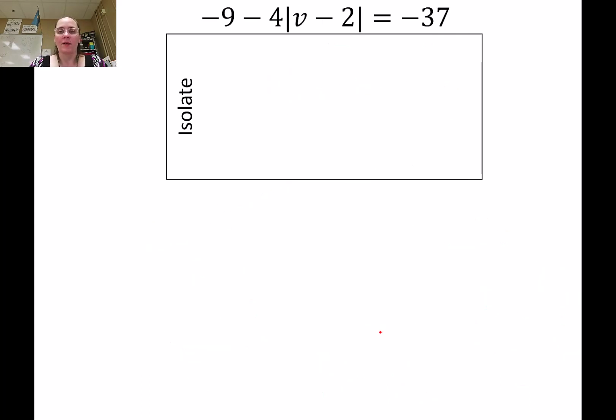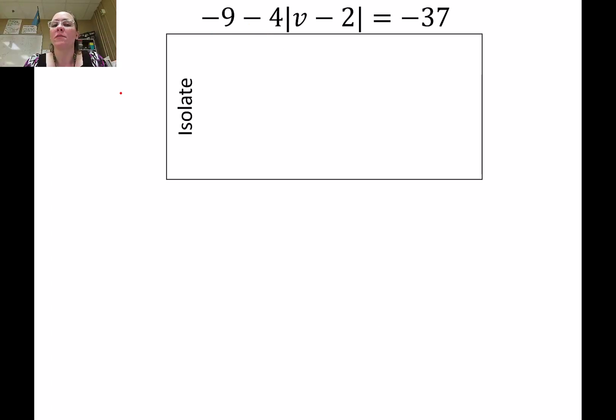All right, we'll look at one more. So I've got negative 9 minus 4 times the absolute value of v minus 2 equal to negative 37. All right, so I have to isolate the absolute value first. Now pay attention here, okay? I cannot combine these two. They're not like terms that I can combine.